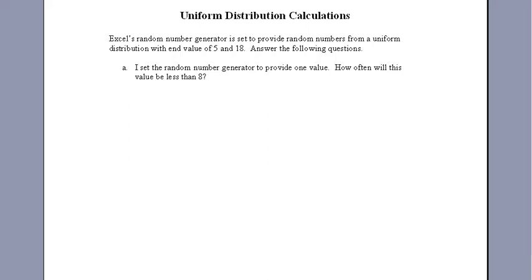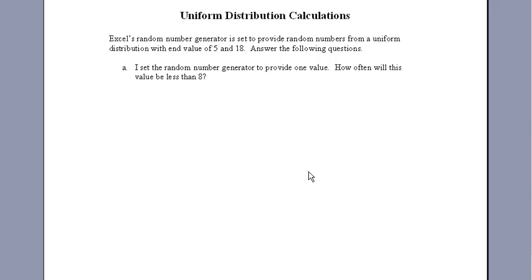In this lesson, we're going to look at doing some calculations with uniform distributions. Let me give you a second here to read the question, and then we'll get started. In this scenario, we have a uniform distribution with the end values 5 and 18. The first question here is, I set the random number generator to provide one value. How often will this value be less than 8?